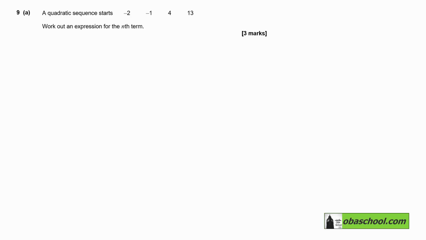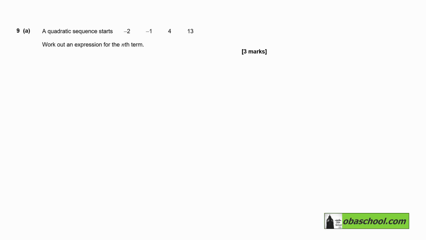A quadratic sequence starts -2, -1, 4, 13. Work out an expression for the nth term. So, if we had the values of n here, first term, second term, third term, fourth term, we're told it's a quadratic sequence, and therefore Tn would be an squared plus bn plus c. We need to work out the a, the b, and the c.